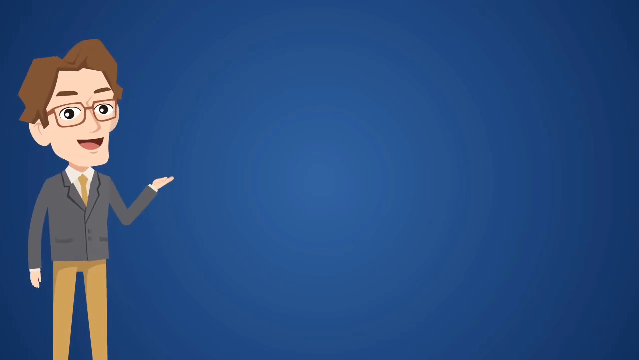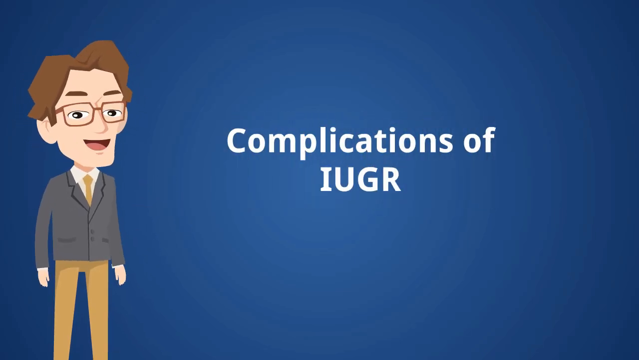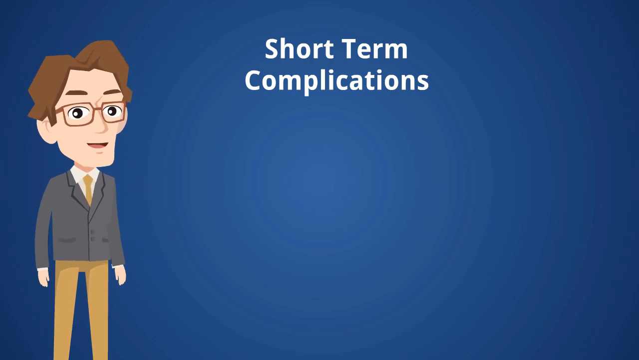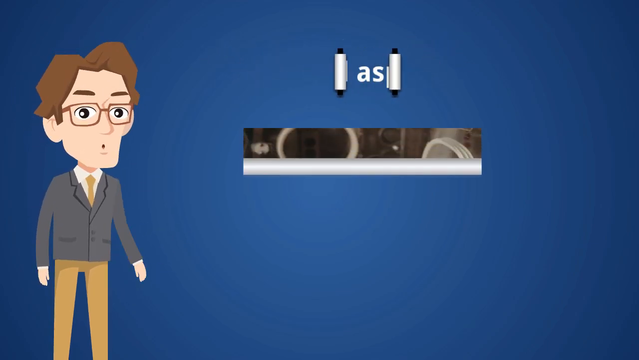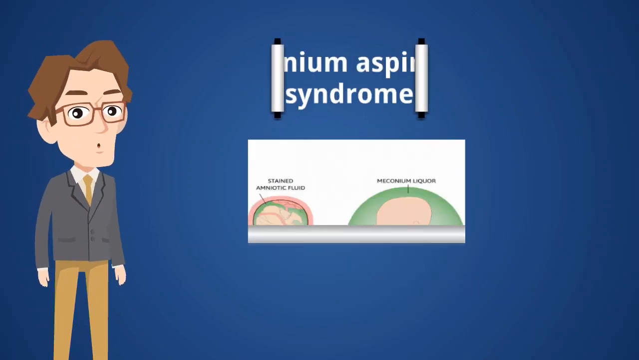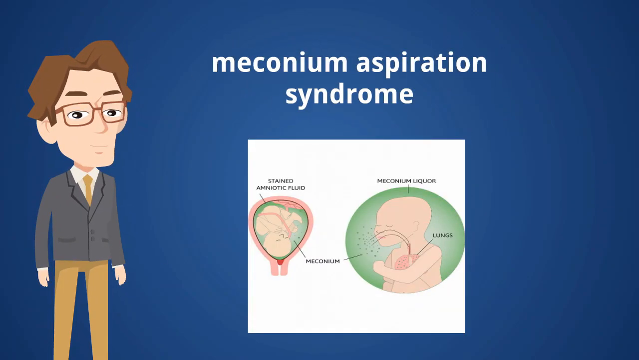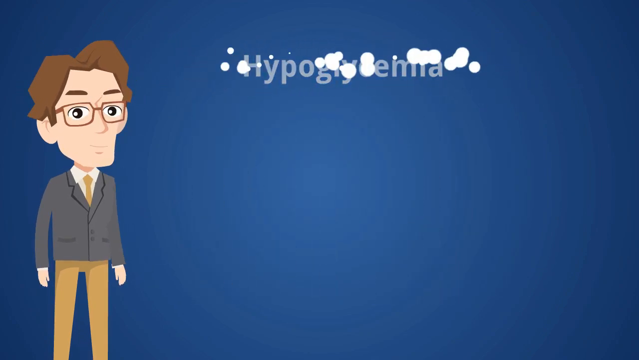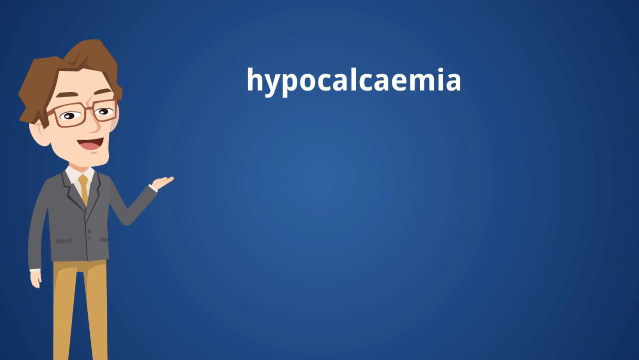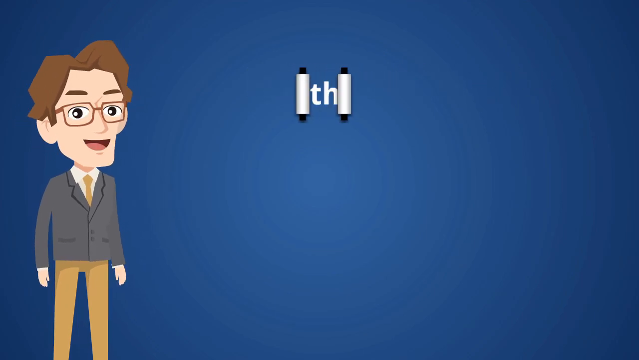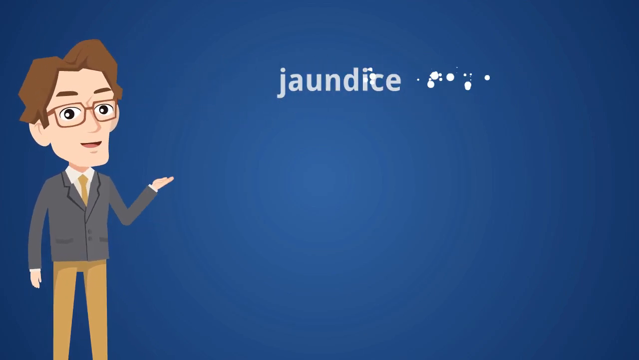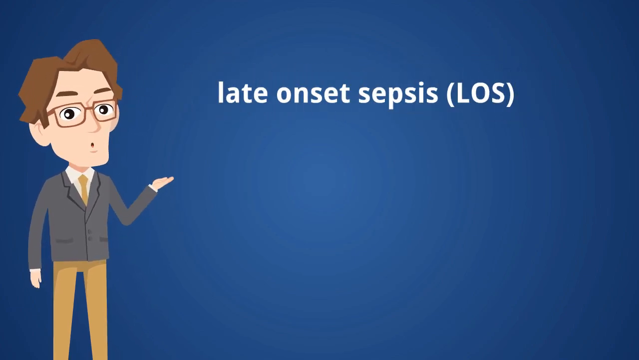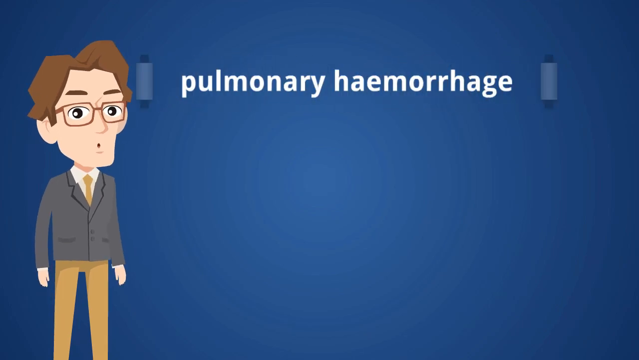Now let's see the short and long-term complications of IUGR. These IUGR neonates face numerous short-term complications after birth, which include perinatal asphyxia, meconium aspiration syndrome, persistent pulmonary hypertension, hypothermia, hypoglycemia, hyperglycemia, hypocalcemia, polycythemia, jaundice, feeding difficulties, feed intolerance, necrotizing enterocolitis, late onset sepsis, and pulmonary hemorrhage.